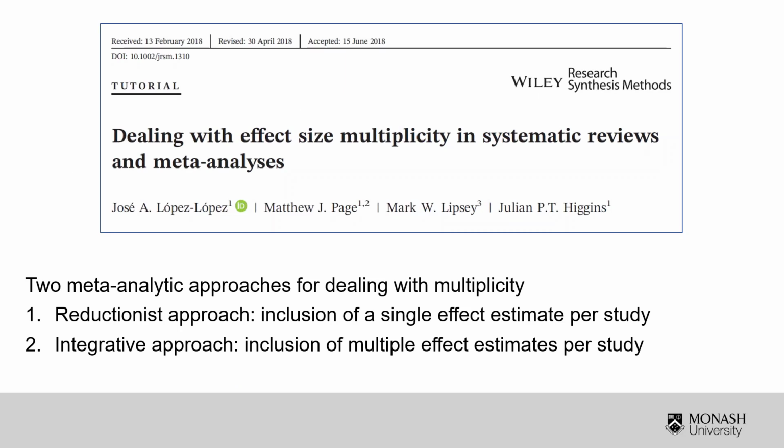So a recent paper led by Jose Lopez is a really nice introduction and summary of the issues for how review authors could deal with this issue of effect size multiplicity in systematic reviews and meta-analyses. And we came up with a broad framework of two meta-analytic approaches for dealing with this multiplicity: a reductionist approach, which guides you to include only a single effect estimate per study, or an integrative approach, which allows you to include multiple effect estimates per study. I'm only going to focus on the reductionist approach for now, but I think the paper devotes about half and half to each of these methods, and the handbook does cover them too.